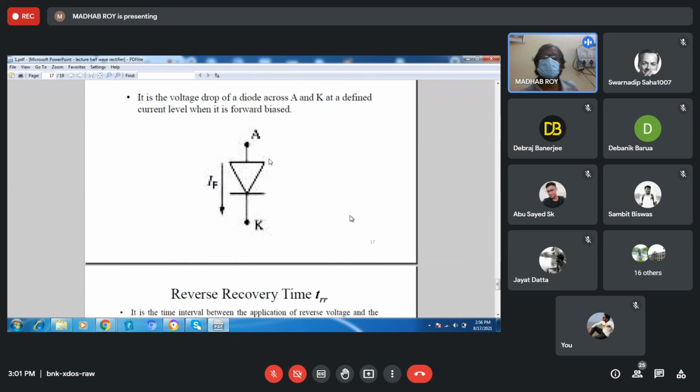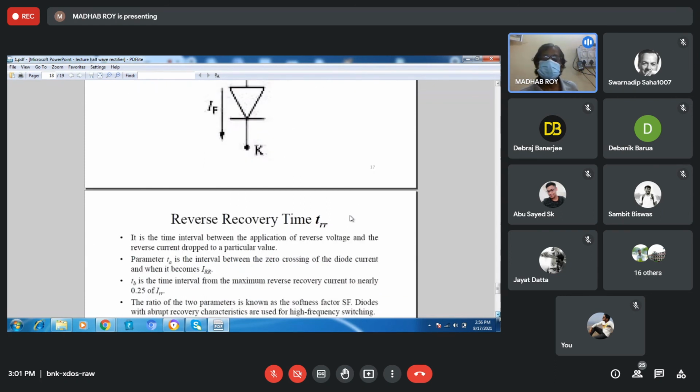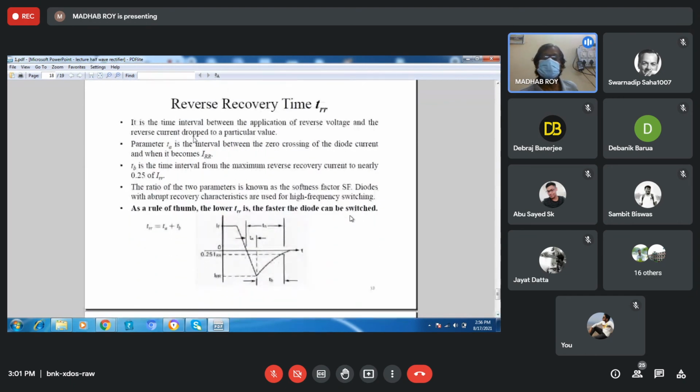Although this voltage drop is very small, as I have already told, it is normally 0.7 volt for a silicon rectifier. And this is the reverse recovery time. It is the time interval between the application of reverse voltage and the reverse current dropping to a particular value. And the parameter TA is the interval between the zero crossing of the diode current until it becomes IRR.